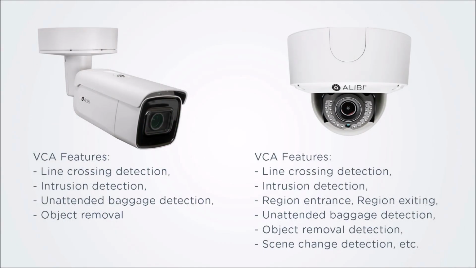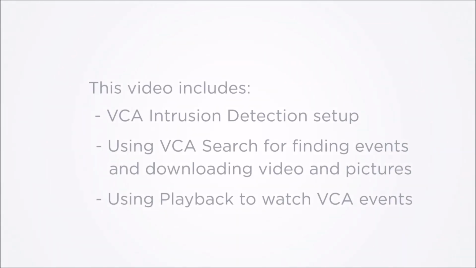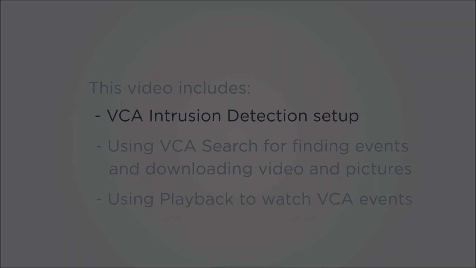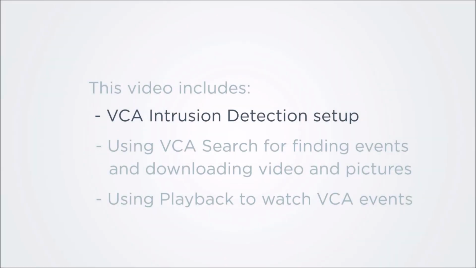Most VCA-capable Alibi cameras can perform intrusion detection analysis. In this video, we'll show you how to set up VCA intrusion detection, use the VCA Search feature on the Alibi Recorder console to quickly find and download VCA intrusion events, and use Playback to search for and watch VCA intrusion events. To set up VCA intrusion detection, log into your Alibi Recorder console with administrative privileges.